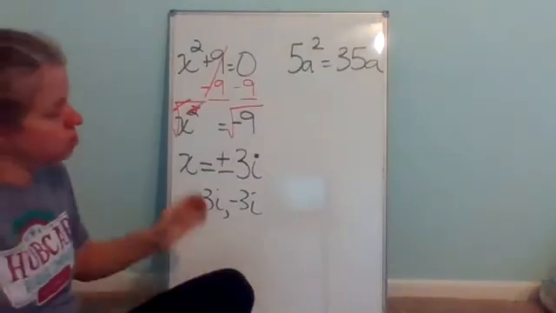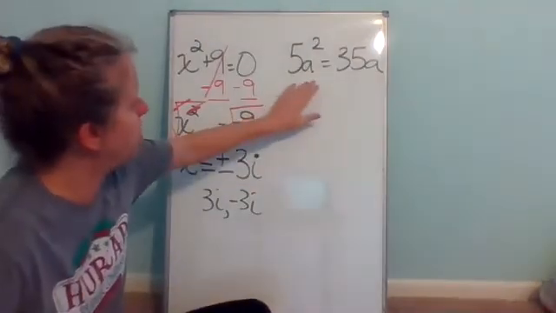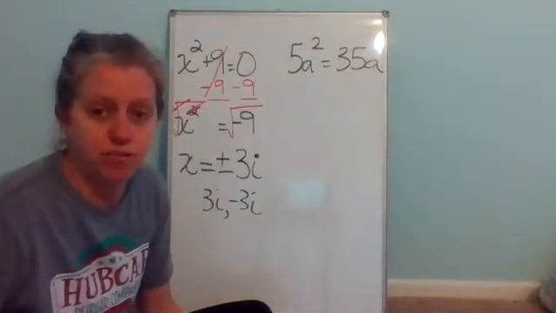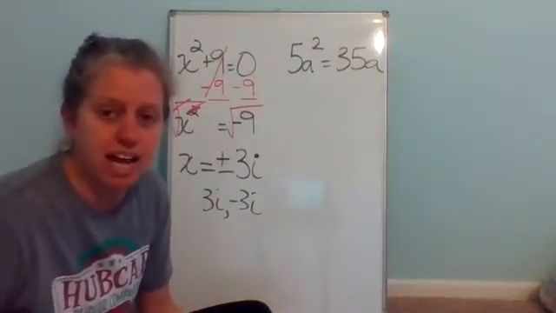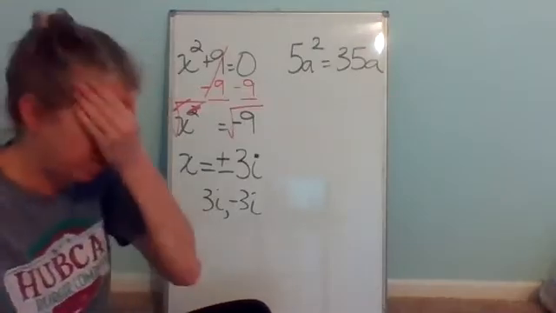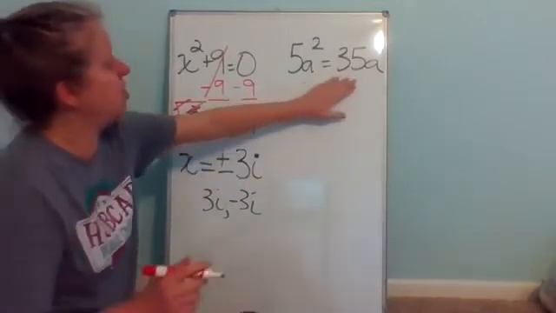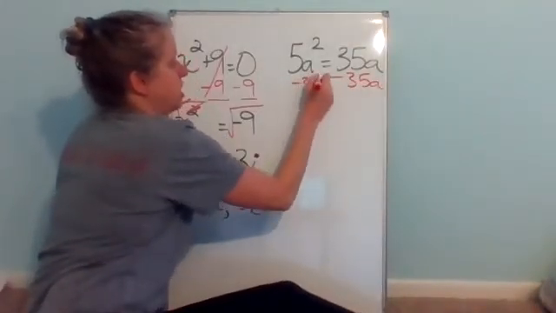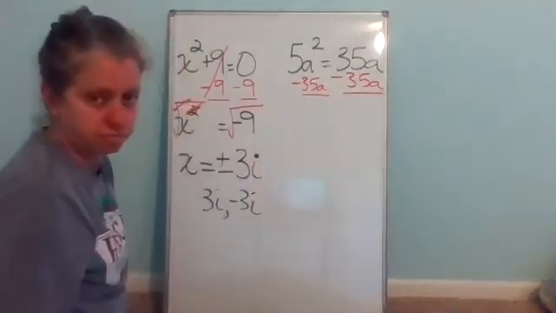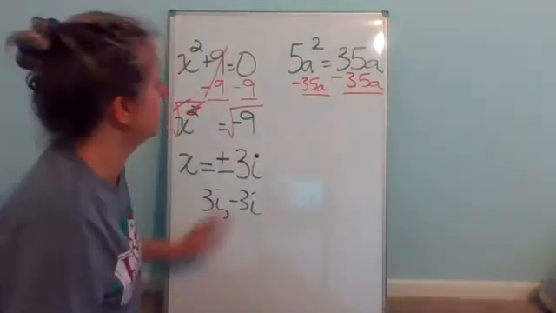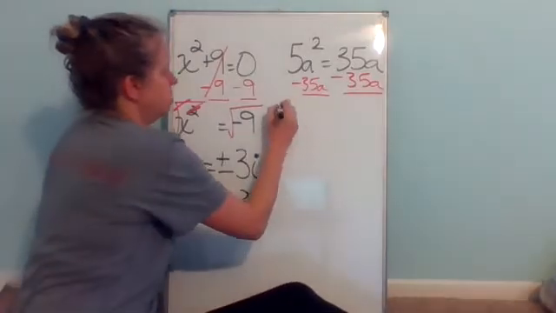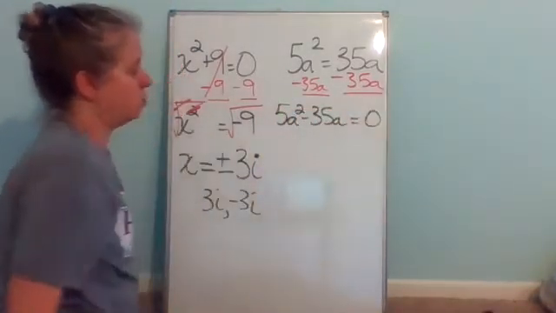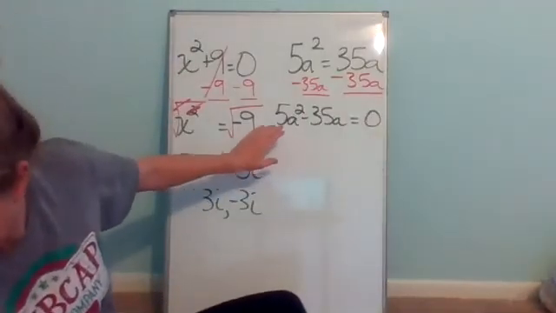Now, this other one, I'm going to use the factoring method like we did on the first couple of problems because it's got an A squared and an A term. If you're factoring, you do want it set equal to 0, which means the first thing I need to do is move the 35A over here. So I'm going to subtract 35A from both sides. So on the left, I have 5A squared minus 35A equals 0.